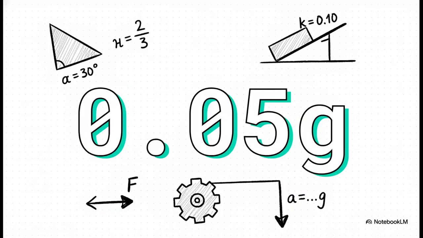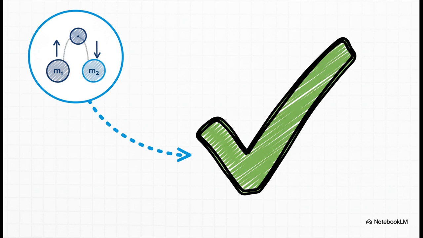Now for the grand finale. We just plug in our numbers, with eta being 2/3, alpha at 30 degrees, and k at 0.10, the math works out perfectly. We find that the acceleration of the whole system is 0.05 times g, the acceleration due to gravity. And hey, notice something? Our final answer is a positive number. That's not an accident. That's our final little confirmation that all that hard work we did at the very beginning to find the direction was correct. The system is moving exactly the way we predicted it would.